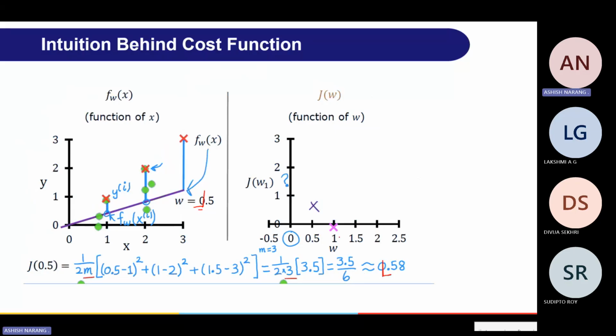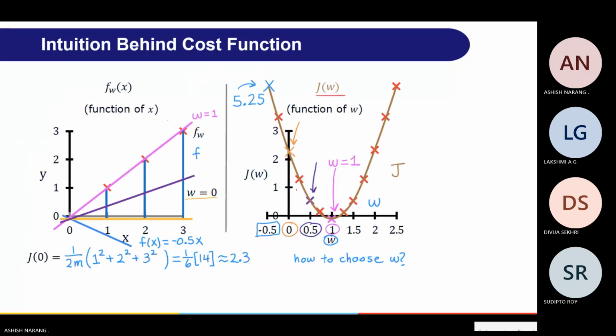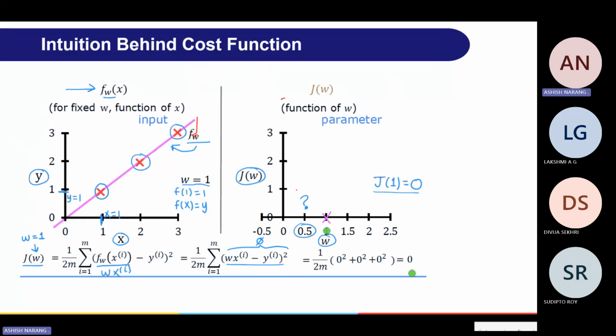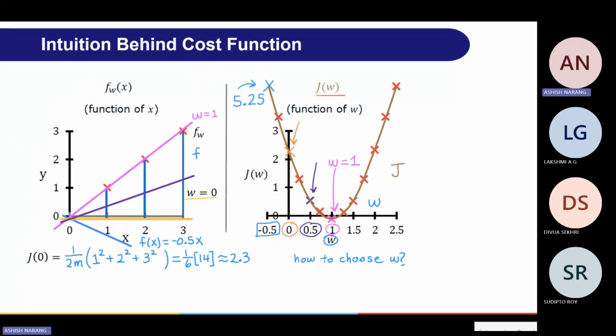So if you look at this function of W, here it was 0 error. Sorry, yeah, here it is 0.58, somewhere around this. The first thing was 0. And if you take the third portion, where this is the line, the errors are 1, 2, and 3. 1 square, 2 square, 3 square gives 2.3.